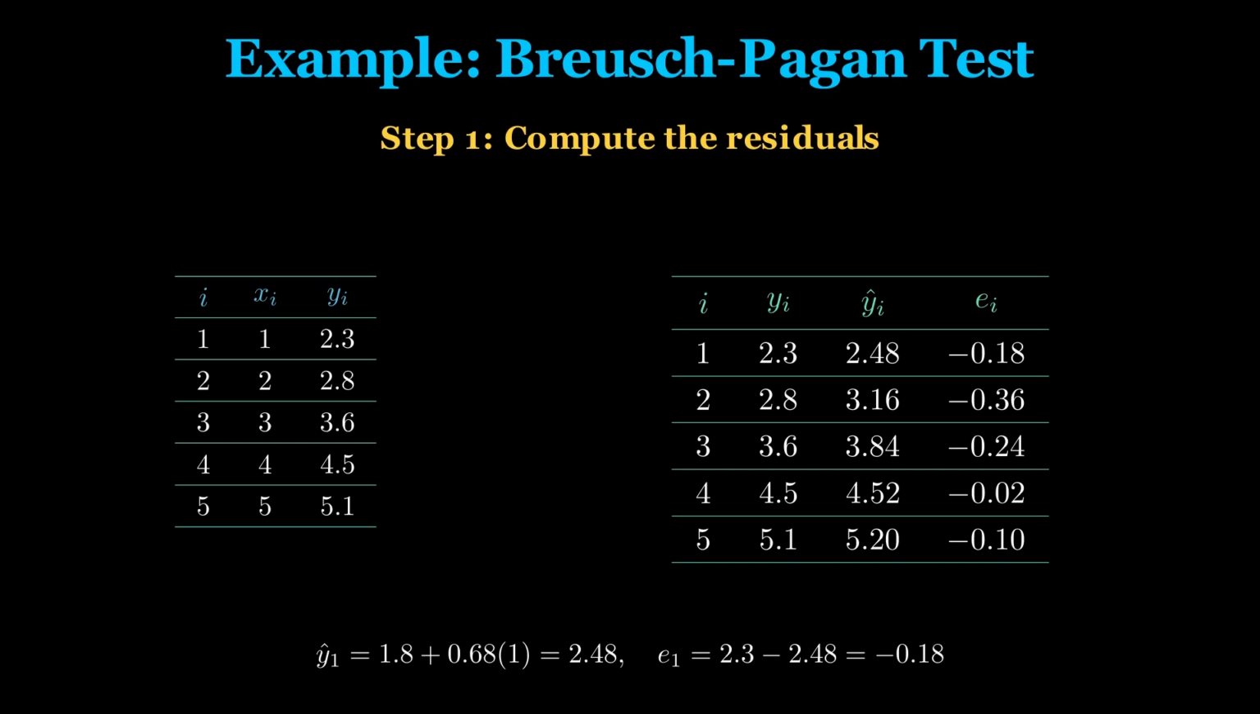For each observation, we compute the predicted value from the fitted equation and subtract it from the actual value. For example, for the first observation, the predicted value is 1.8 plus 0.68 times 1, which is 2.48. So the residual is 2.3 minus 2.48, which is negative 0.18. Repeating this for all 5 observations gives us the residual column.